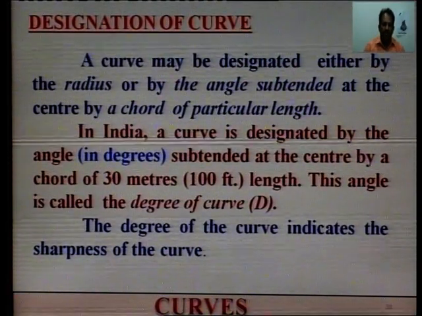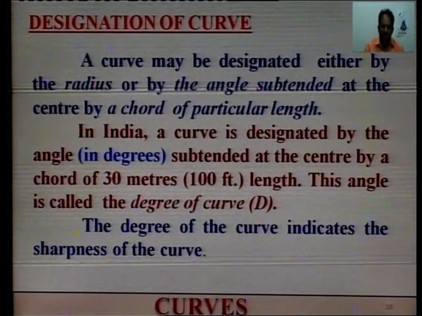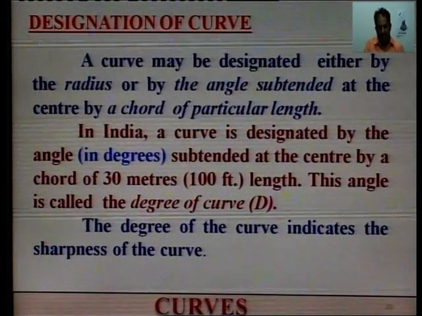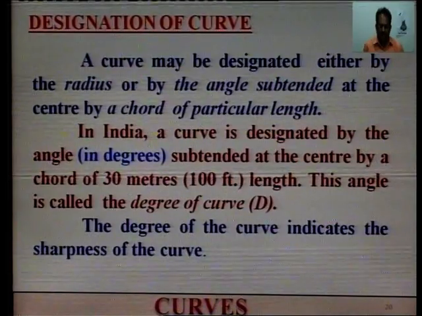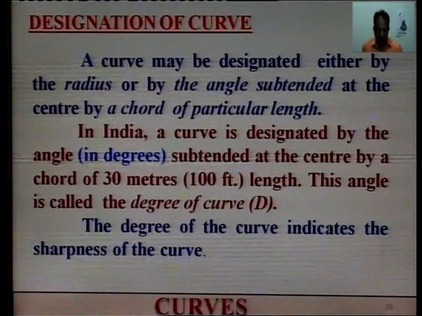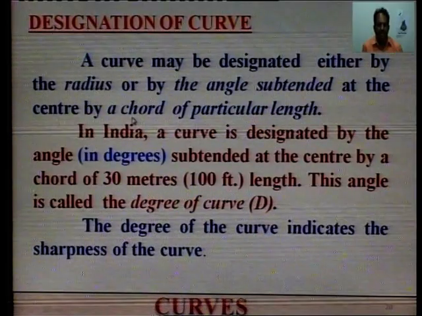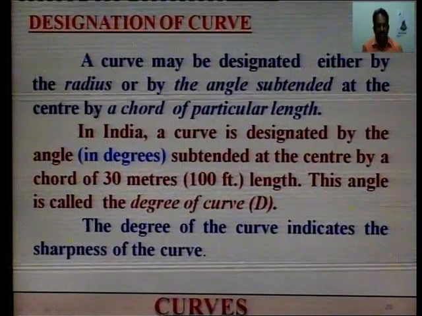So, now we come to a point called designation of curve, that is, how we name any curve. So, which is called the designation of the curve. A curve may be designated either by radius or by the angle subtended at the center by a chord of particular length.